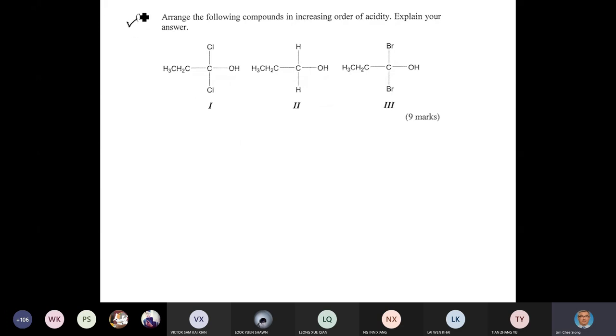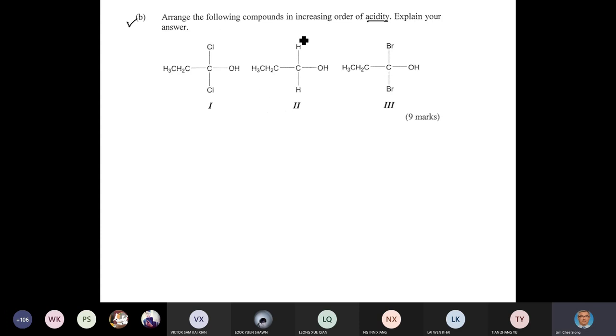Okay, so now, this question. Maybe it will come out in test 2 or during the final exercise. Sure, I will be giving it to you, because this is under our syllabus. You must be careful. Arrange the following compounds in increasing order of acidity. Explain your answer.